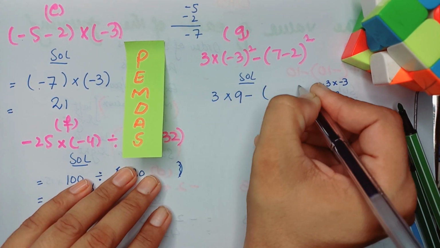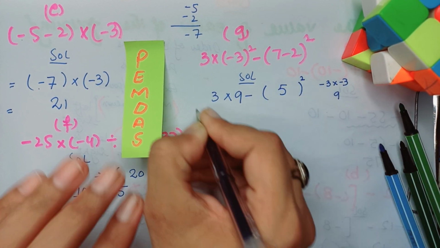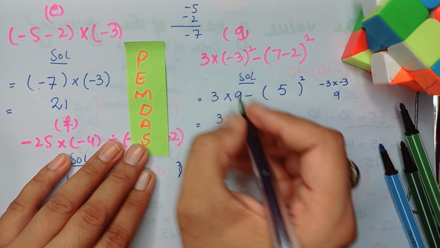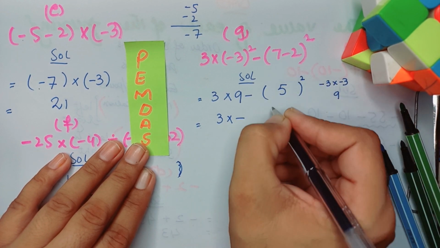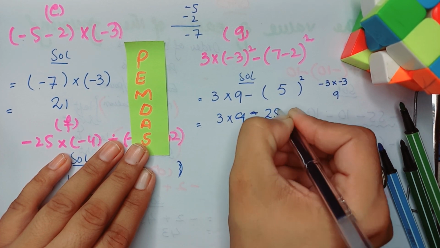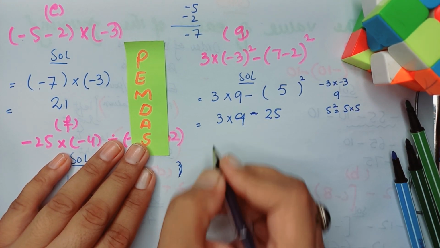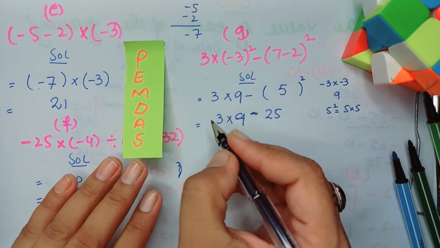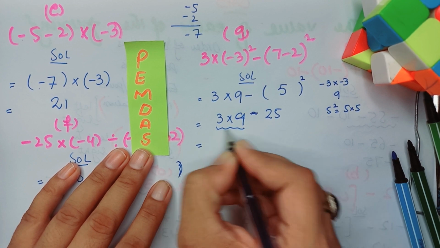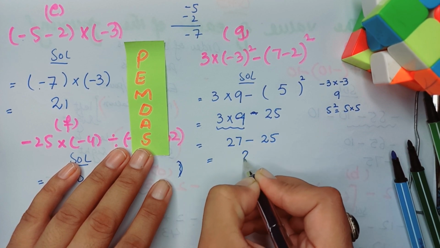Now again I have the parenthesis, 7 minus 2 is 5, and square as it is. So after parenthesis we have exponents, meaning power. So 5 square means 5 into 5, so it will be 25. Now the next is multiplication. So here we have multiplication. 3 times 9 is 27, minus 25. So you will get 2.